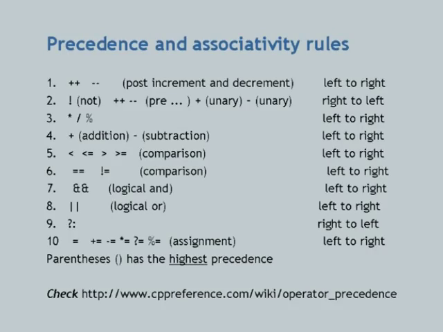Please remember that the modulo operator will take two integer operands on either side, because 2.5 modulo 7.3 does not make sense. Addition and subtraction are defined at the next level. All comparison operators except equal and not equal are at this level, and the remaining two are here. The logical AND is lower precedence than this. The logical OR is lower precedence than AND. And all assignment operations, including equal to, plus equal to, minus equal to, star equal to, percent equal to, all have priority 10. Further, any pair of parentheses has the highest priority.